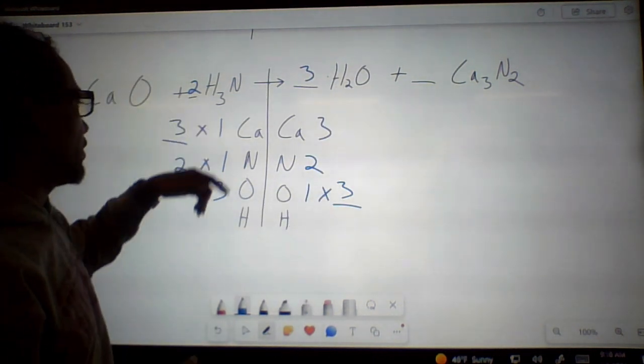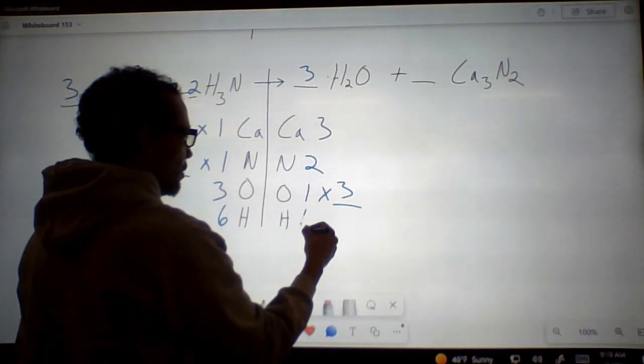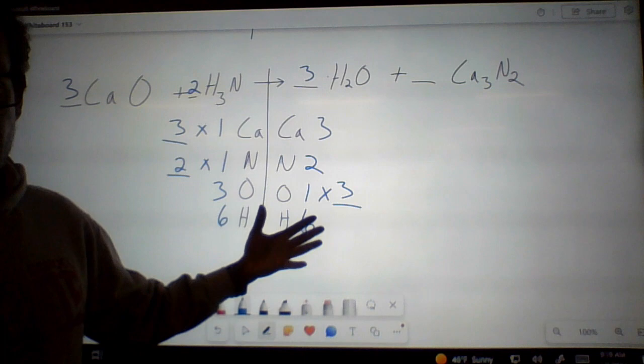And then now we have over here 6 hydrogens. 2 times 3 is 6. 3 times 2 here is 6. So we can see that these automatically balance.